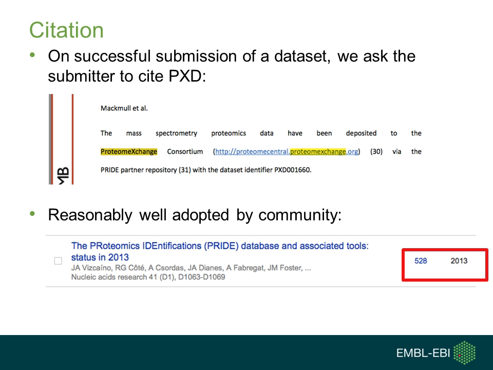One thing which worked very well is we are asking submitters to include in the text, again, the same thing, to refer to the data set with a PXD accession number, and we ask them also to cite that this has been submitted to the ProteomeXchange consortium. And this has been, I would say, a great success. We have currently, as of yesterday, 528 Google Scholar citations for the Pride 2013 NAR database paper.